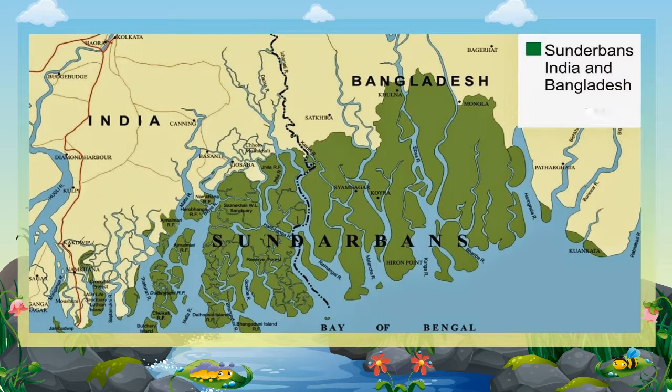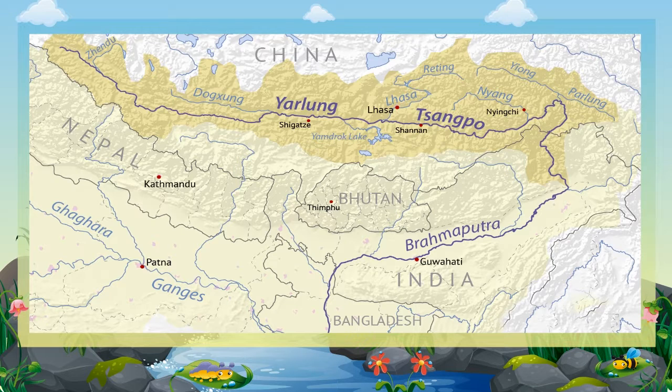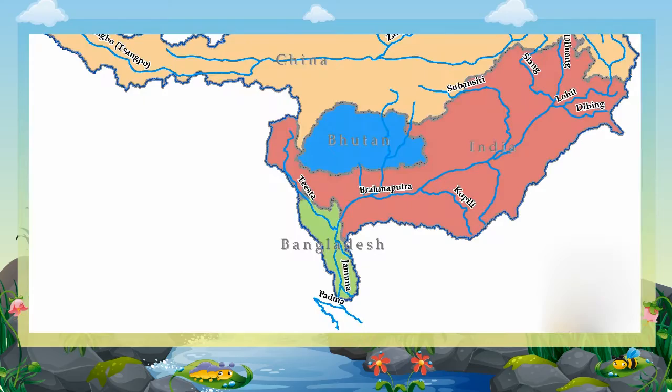called the Sundarban Delta. The Brahmaputra Basin. The Brahmaputra River originates in Tibet, where it is called Yarlung-Zangbo. This river is longer compared to the Indus and most of its course lies in Tibet. In Arunachal Pradesh, it is called Dihang. After the convergence of the Lohit River and Dibang River, it is named the Brahmaputra. Finally, it enters Bangladesh and falls into the Bay of Bengal.